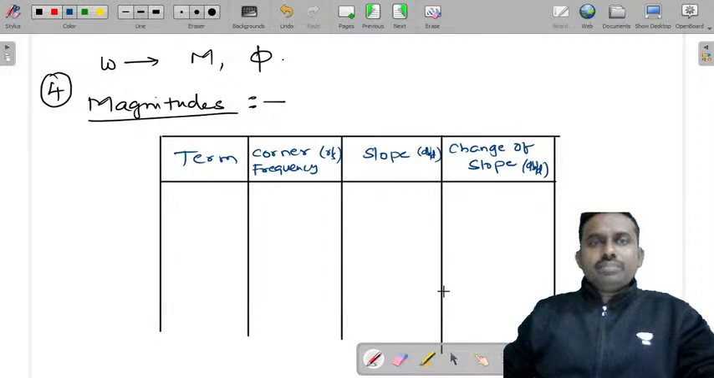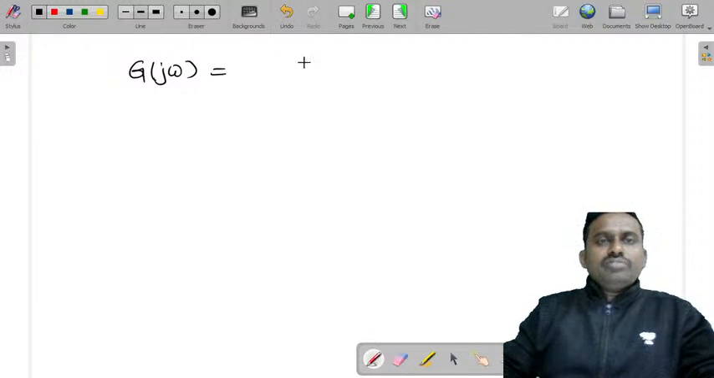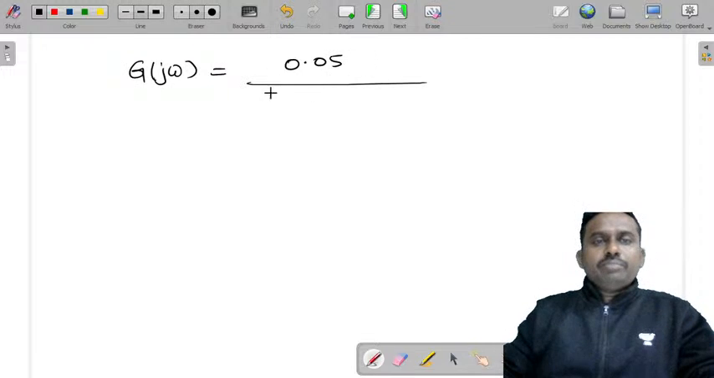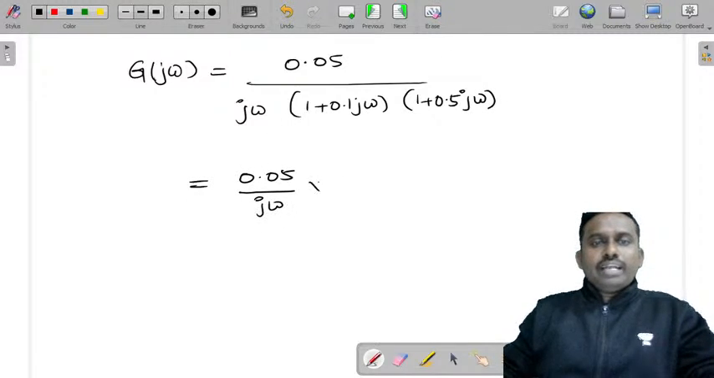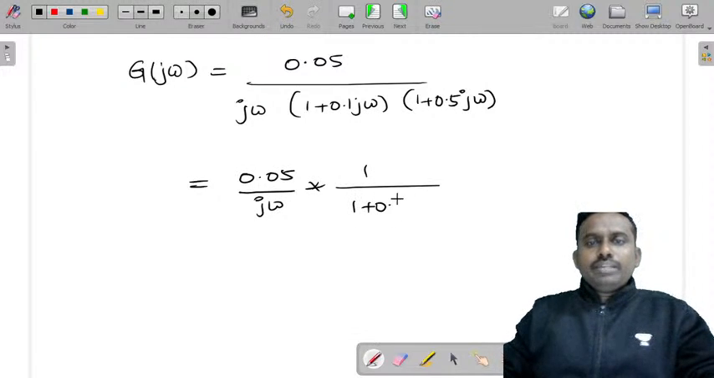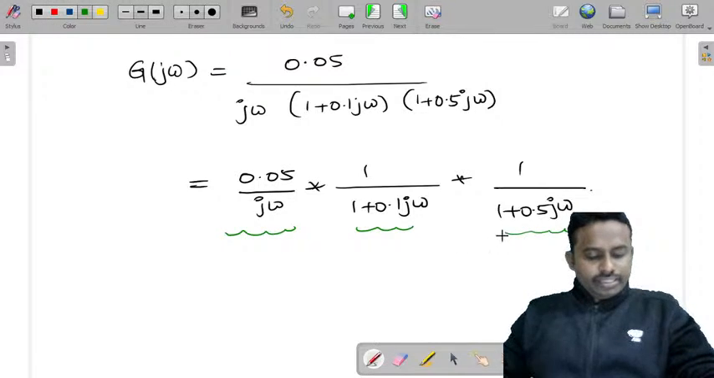Now let's write what the term is. To make you understand what the term is, I'll consider g of j omega. What is g of j omega that you got? 0.05 by j omega into 1 plus 0.1 j omega into 1 plus 0.5 j omega. You can split this as 0.05 by j omega as one term, 1 by 1 plus 0.1 j omega as the other term, 1 by 1 plus 0.5 j omega as the other term. So these are the terms. This is a term, this is a term, this is a term. Three terms. So write that.